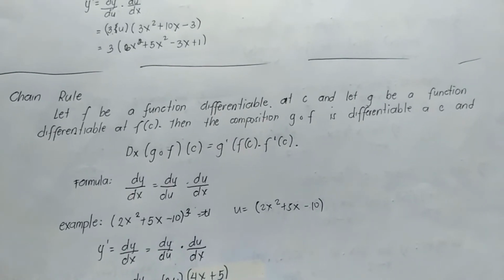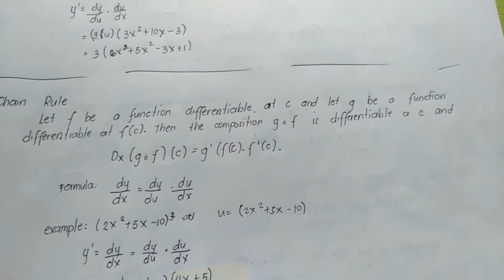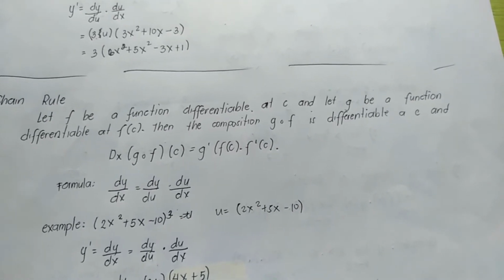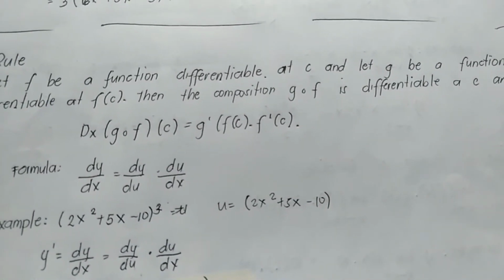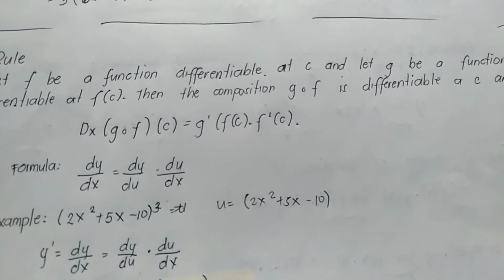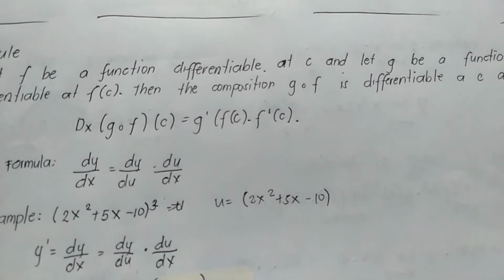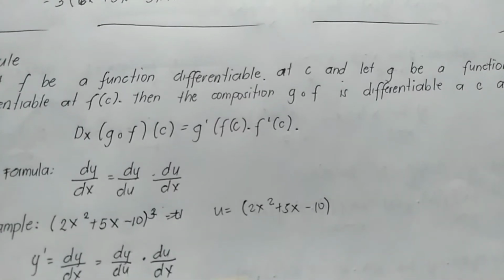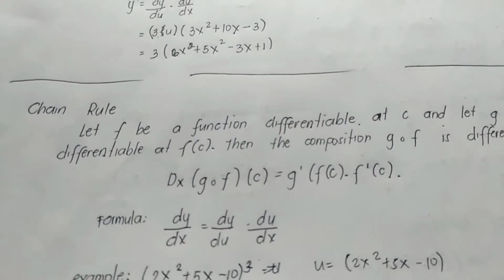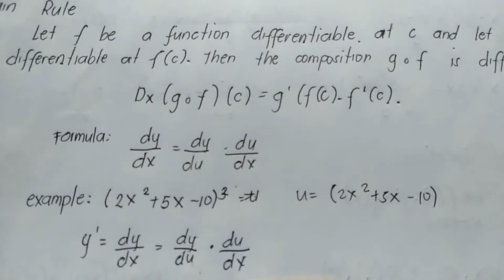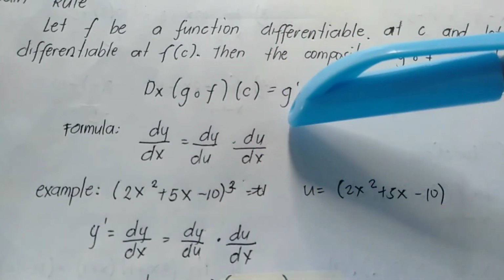So, the chain rule. Let f be a function differentiable at c and let g be a function differentiable at f of c. Then the composition g circle f is differentiable at c, and the derivative of g circle f at c is equal to g prime of f of c times f prime of c. So the formula: the derivative of y over dx is equal to the derivative of y with respect to u times the derivative of u with respect to x.